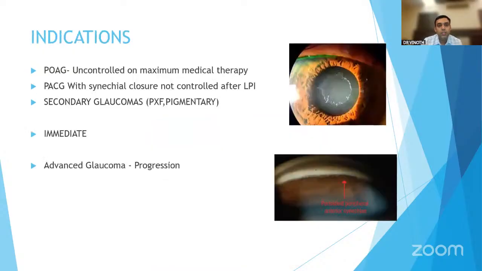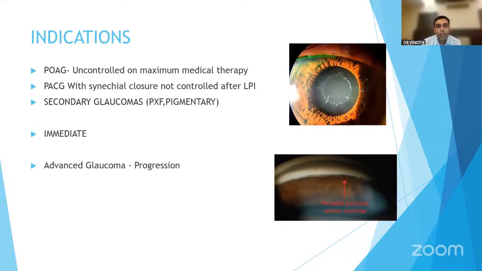What are the indications? Primary open-angle glaucoma on maximum medical therapy, we go for a trab. And primary angle closure glaucoma with synechial closure, where IOP is not controlled after LPI, laser peripheral iridotomy, we go for a trab. And the secondary glaucomas, pseudoexfoliation and pigmentary glaucomas, should also be taken into consideration.